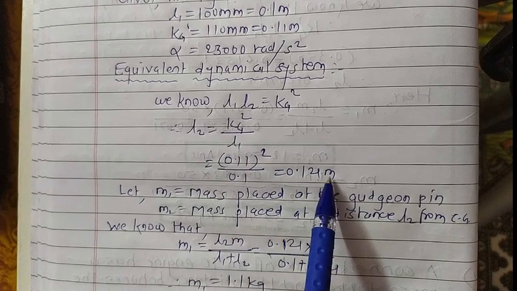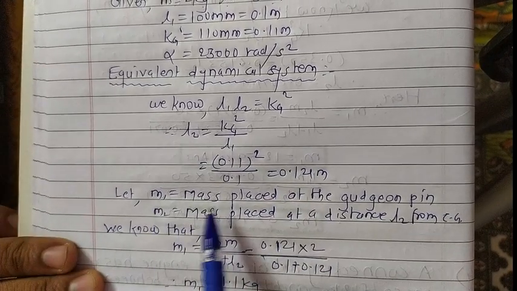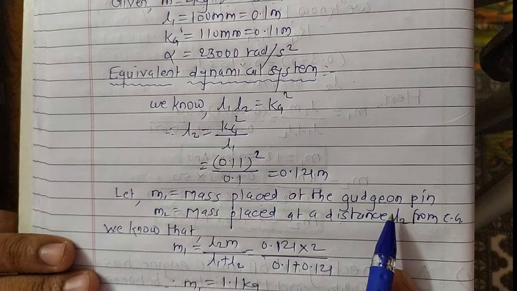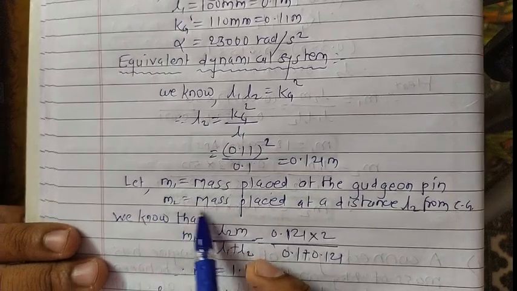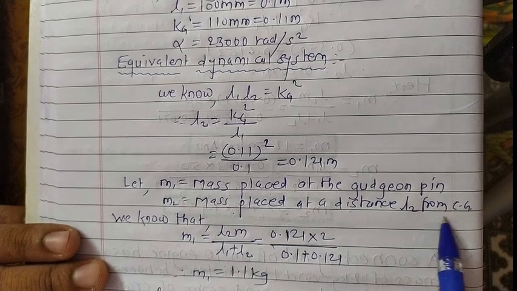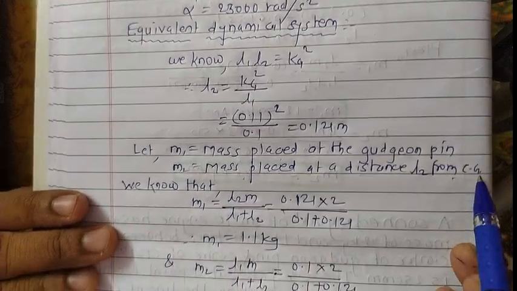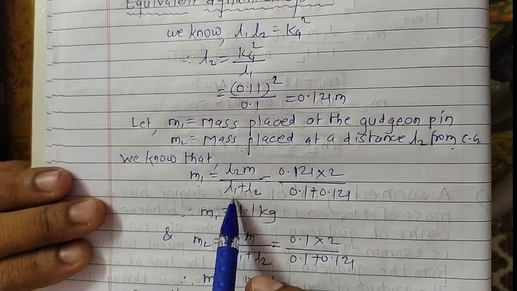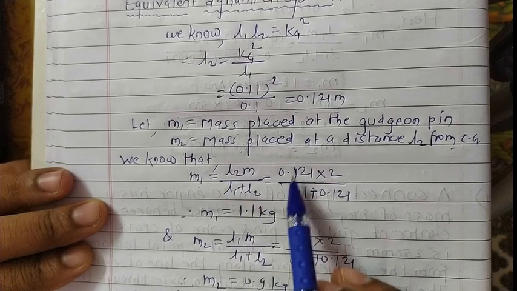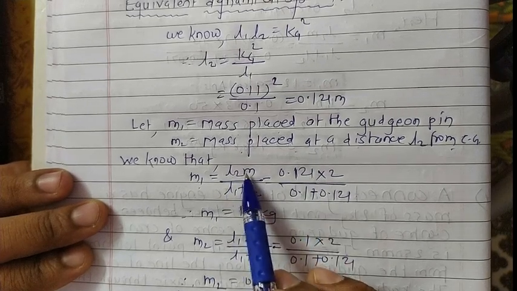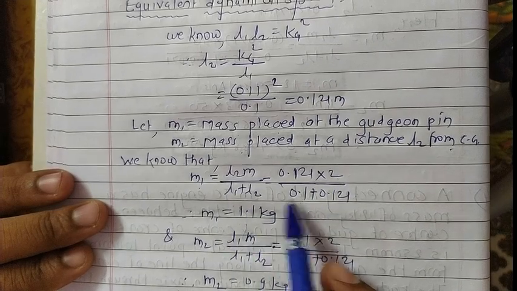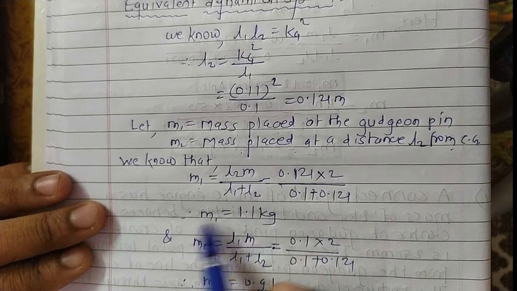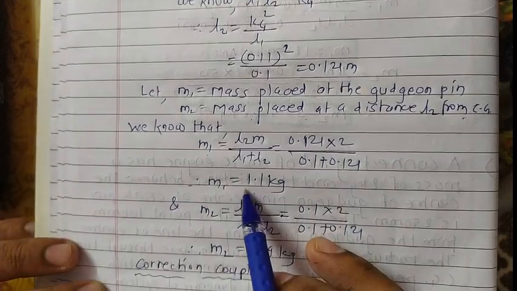0.121 meter. Let us consider M1 is nothing but the mass located at the gudgeon pin, or at the small end side. M2 is nothing but the mass placed at a distance L2 from the center of gravity point. As usual we know the formula M1 equals L2 M divided by L1 plus L2. So L2 is 0.121 multiplied by the mass of 2 kg, just substitute here. L1 is 0.1 plus L2 is 0.121. Simplify this and get the value for M1 as 1.1 kg.